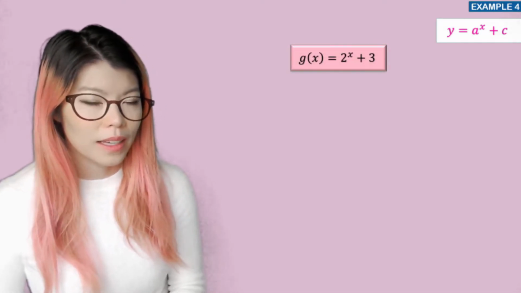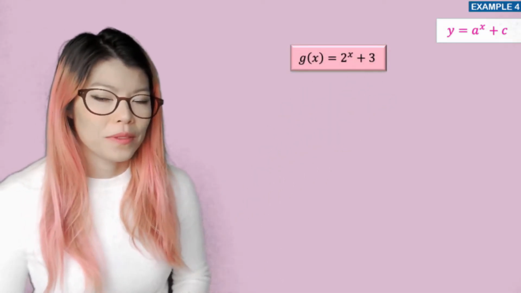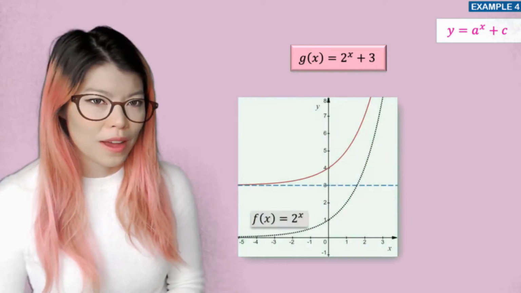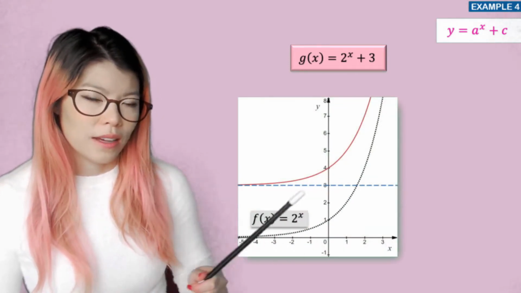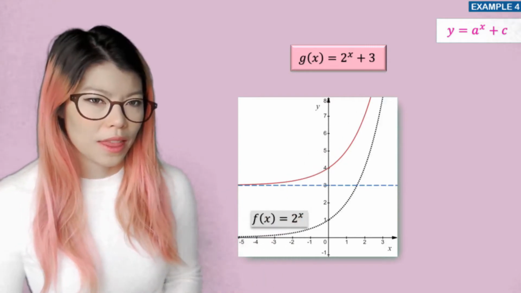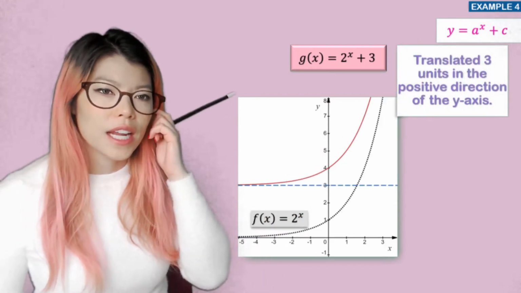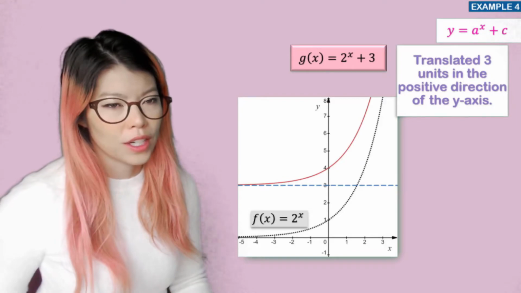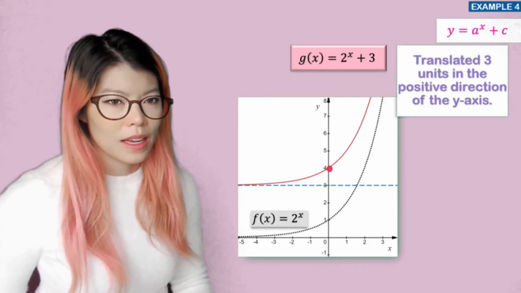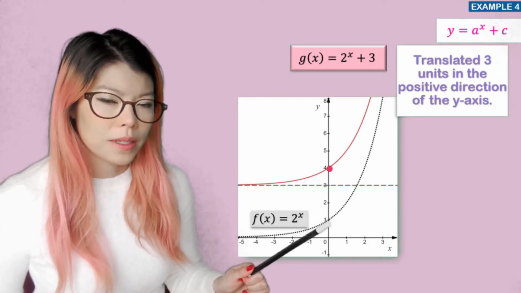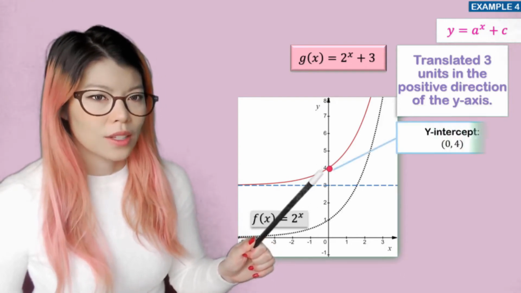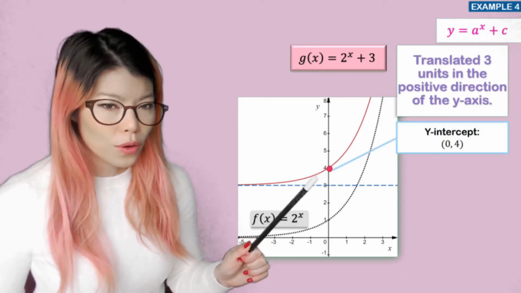Let's do some translations. So if we add 3, we've done this a lot before with other graphs, what happens to our 2 to the x? Well, 2 to the x plus 3 would look like so. And so now it's translated 3 units in the positive direction of the y-axis. And where is our y-intercept? Instead of 1, we're adding 3. So our y-intercept is now (0, 4).